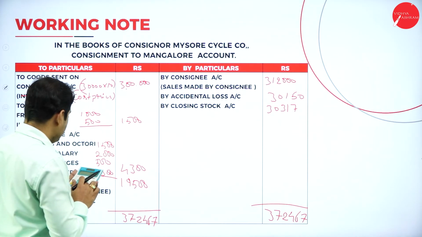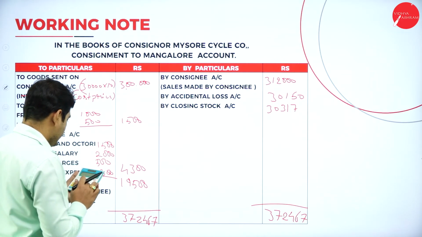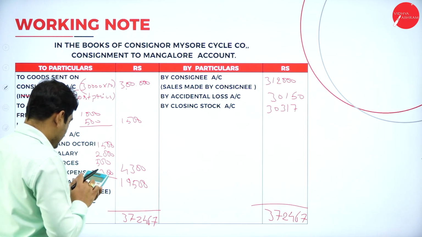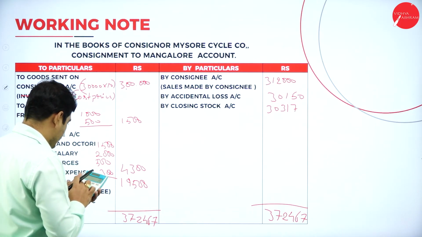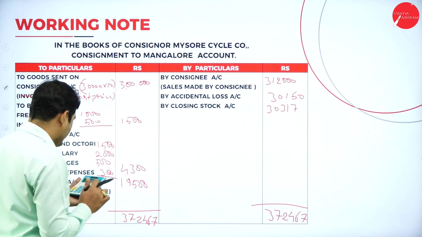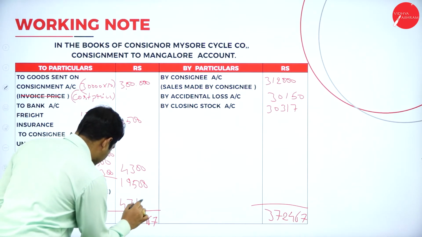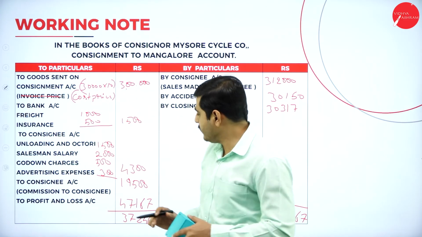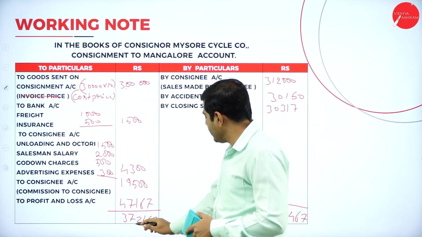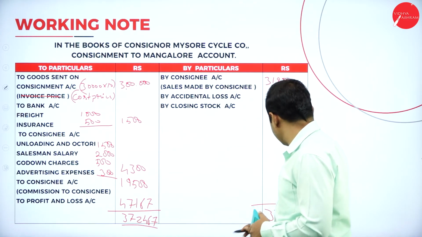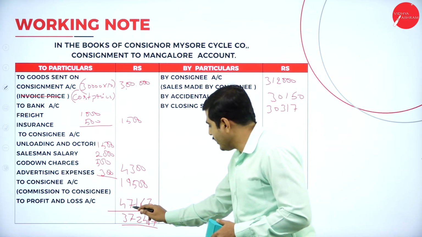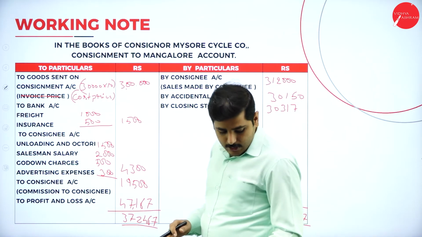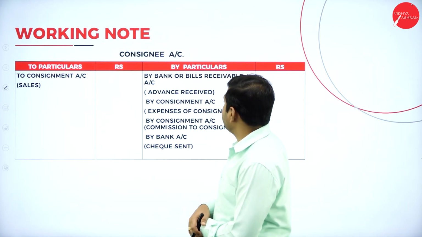3 lakh plus 1,500 plus 4,300 plus 19,500. So what is the difference? From 3,72,467, the difference is 47,167. That is the profit and loss account. If you deduct all these items from the 3,72,467, the difference is 47,167. Now let's go to the next, consignee account.